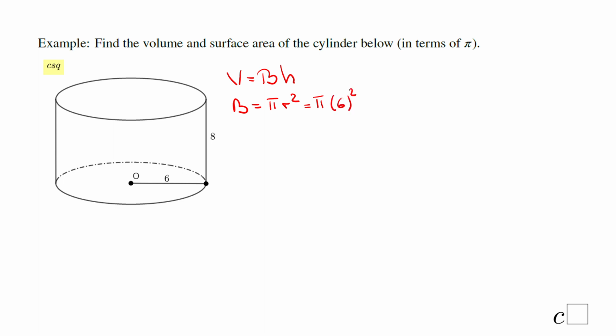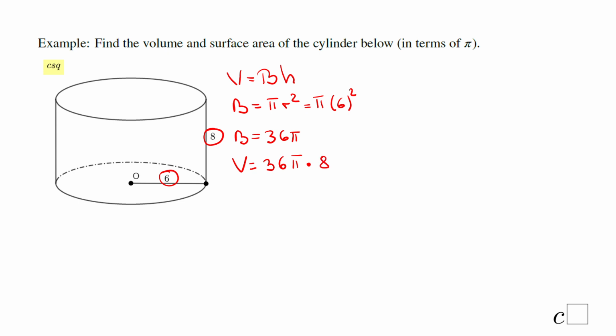We don't really need a parenthesis here. I just want to see how I replace the radius in the formula with this 6. So we end up with 36 pi. Let's keep it like this, don't do any evaluation. And we can move to the volume now, which is going to be this 36 pi, the area of the base, times the height, which is 8.